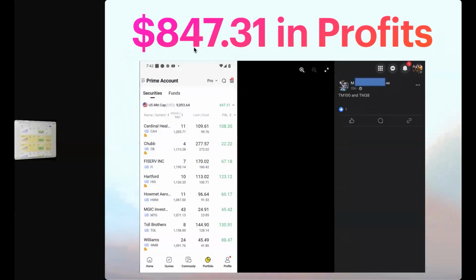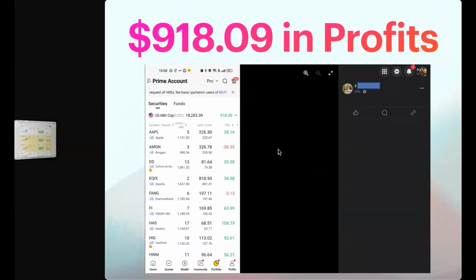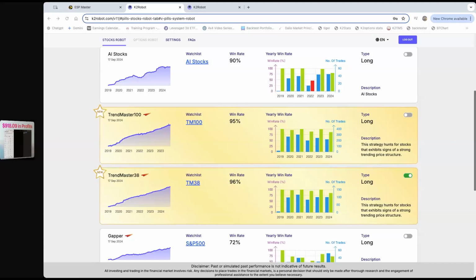And this is $847. All this fully automatic. This is $918, fully automatic. These are all the performances that the members have shared with me. Let me share with you where the source is, so that you know. Just give me one moment. I'm going to my Facebook to show you.